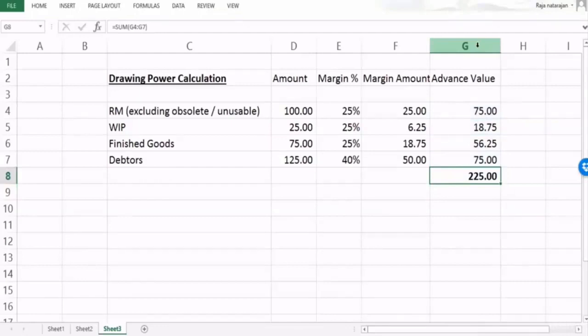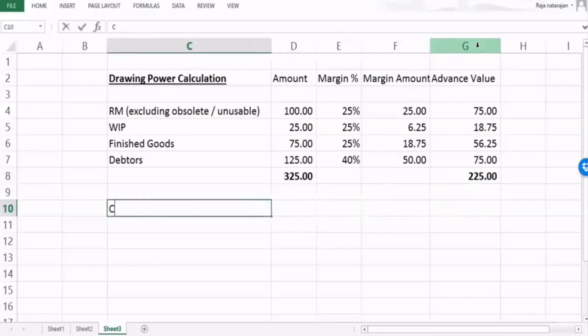So this is what the bank is going to lend for the current assets of 325. So if you're going to show 325 worth of current assets, the bank would be giving only 225 as what is known as drawing power. Okay, so this is the drawing power, but let's not conclude it like this, because this has got to be compared with the cash credit that has been sanctioned.